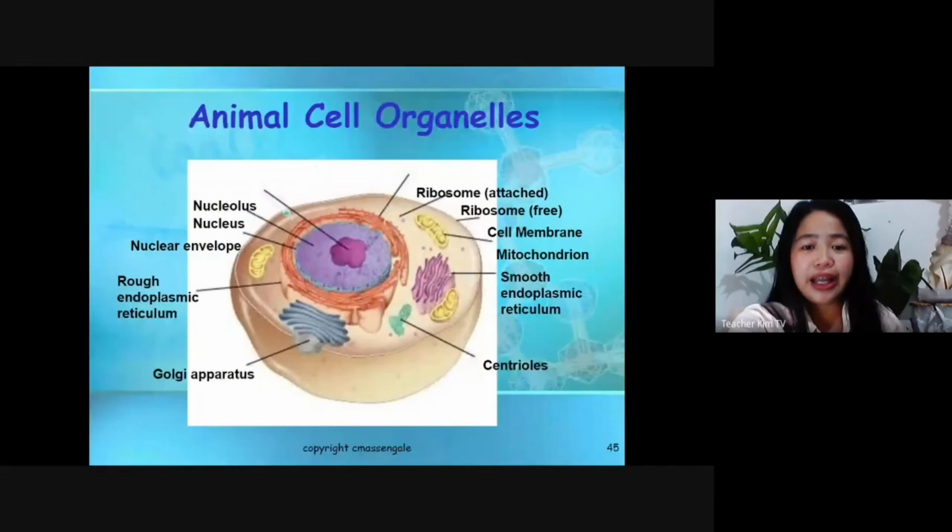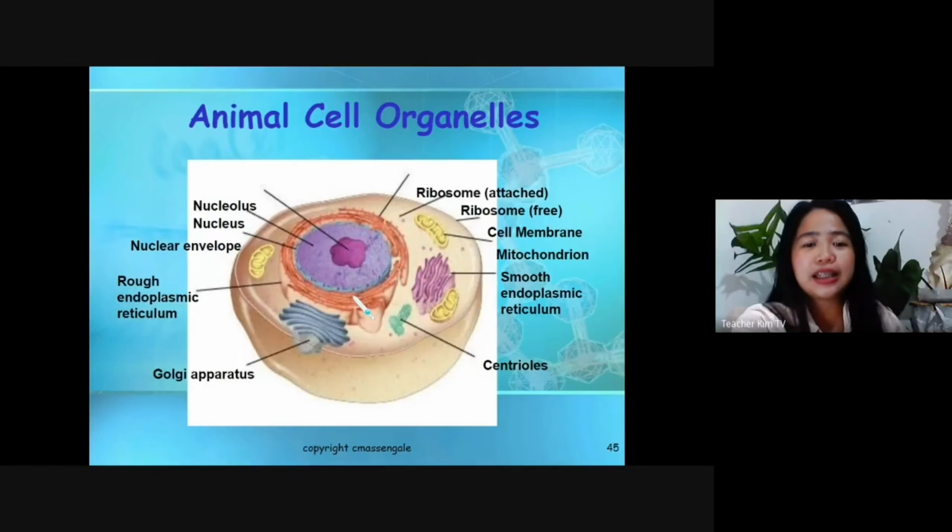We have here the attached ribosome. We have the free ribosome. Andyan, free floating yan. Yan, the cell membrane. The cell membrane, the mitochondria, the smooth endoplasmic reticulum, the Golgi apparatus, the centrioles, the rough ER, which is connected to the nucleus. And here the big one is the nucleus, and inside that is the nucleolus, and surrounding that is the nuclear envelope. Okay, let's proceed.